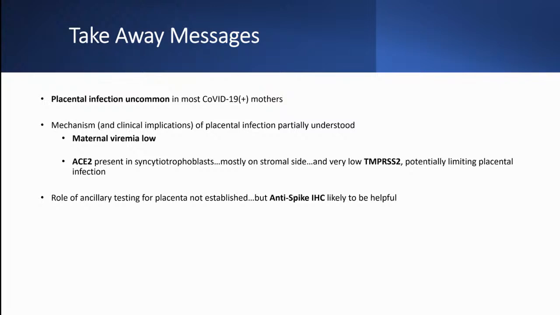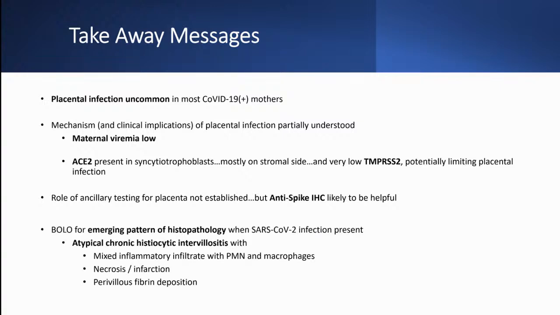And here's, maybe I watched too much TV, so forgive me. BOLO, be on the lookout for the emerging pattern of histopathology. And what I think we're really looking for is a variant or an atypical chronic histiocytic intervillositis where there's more of a mixed inflammatory infiltrate with neutrophils and macrophages in the intervillous space. There's necrosis or infarction, particularly of the trophoblast layer. And to varying extents, there's perivillous fibrin deposition.